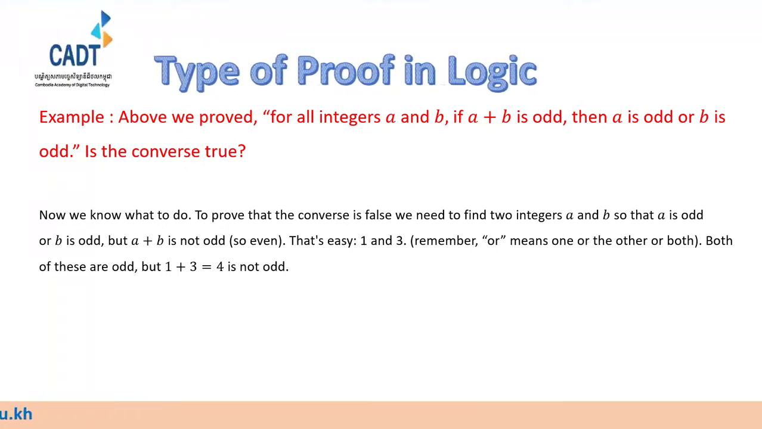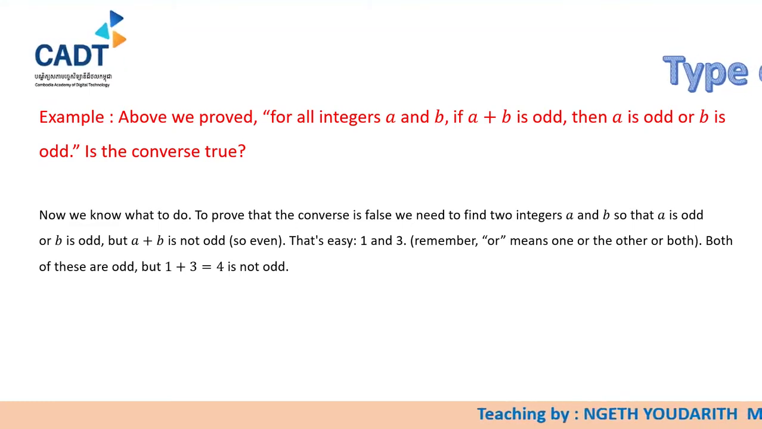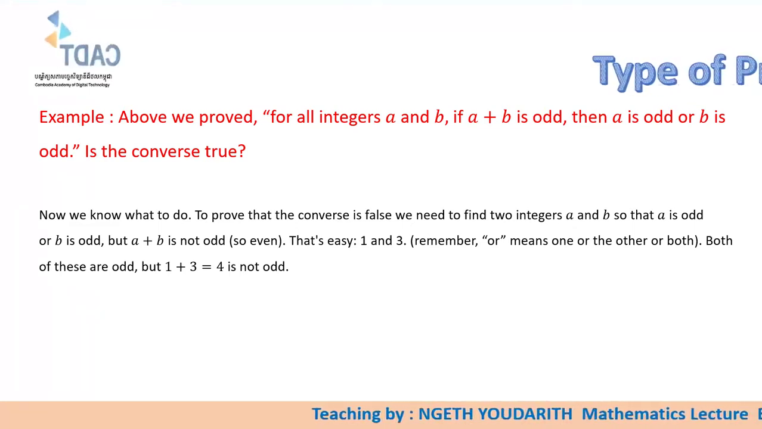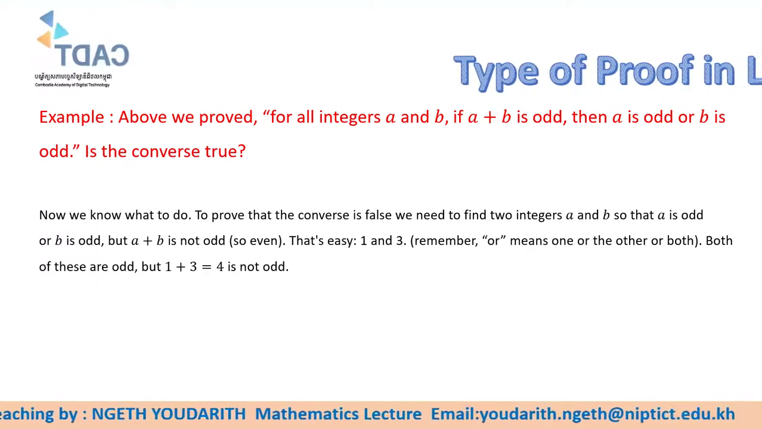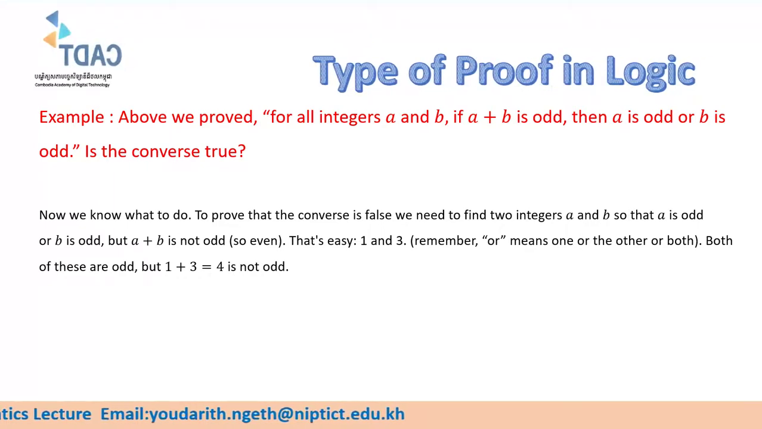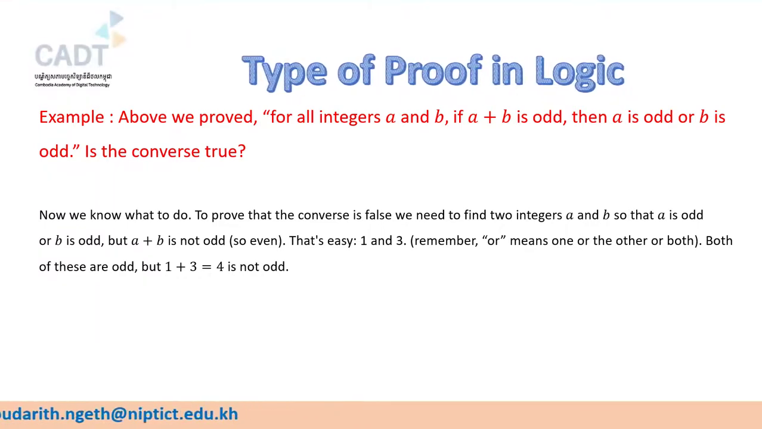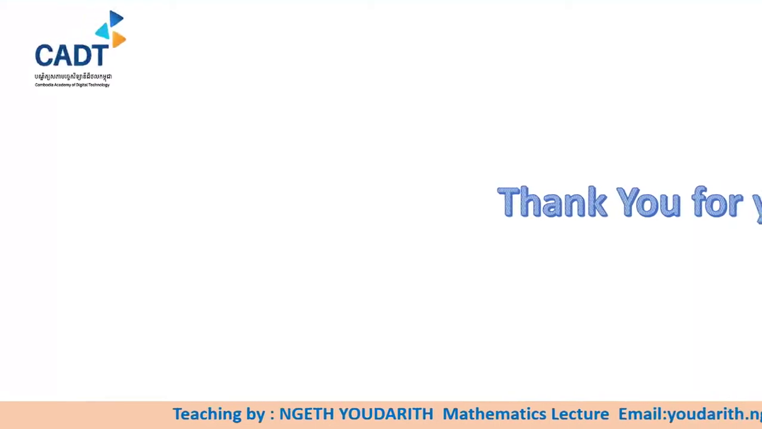So our hypothesis is false. It is false because an odd number plus an odd number is not odd, it is an even number. So this is our proof. And this is all for the summary of logic.